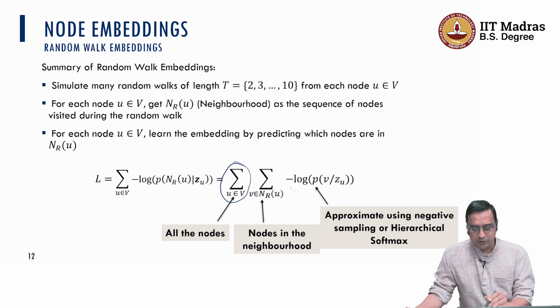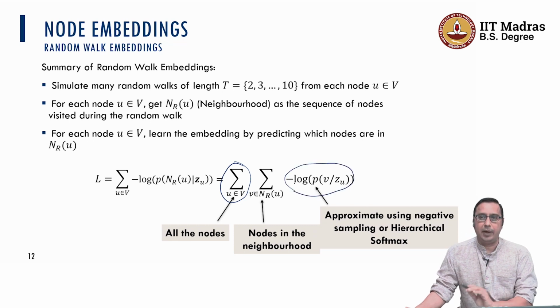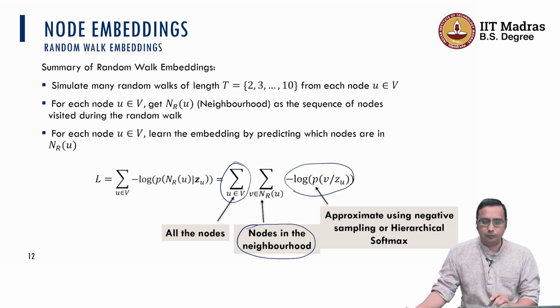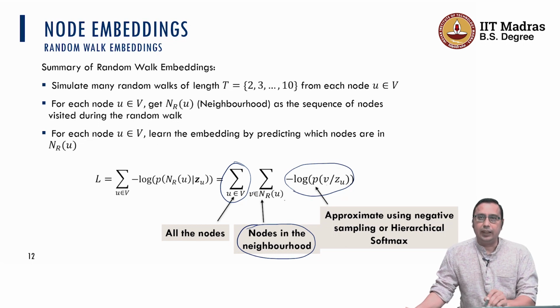This is the probability which will be approximated by certain methods such as negative sampling or hierarchical softmax. We will discuss those methods in some time, and these are the summation over all the nodes v in the neighborhood for a particular u. So we are going to keep doing it for each of the nodes in V and their neighbors.